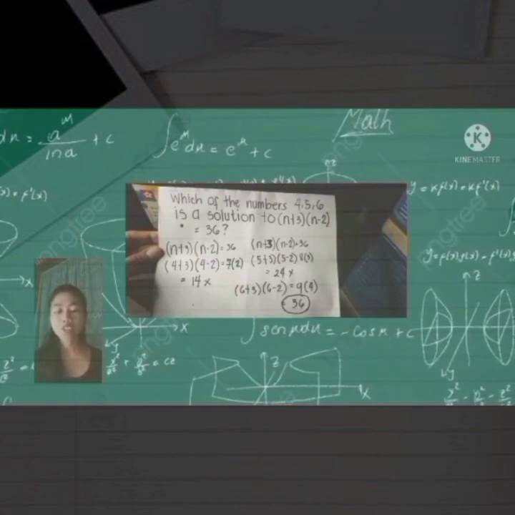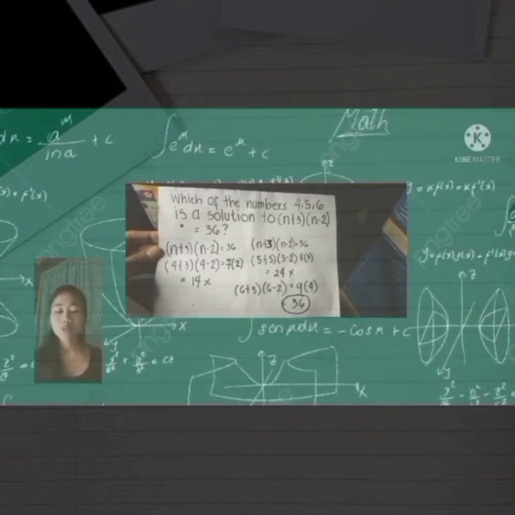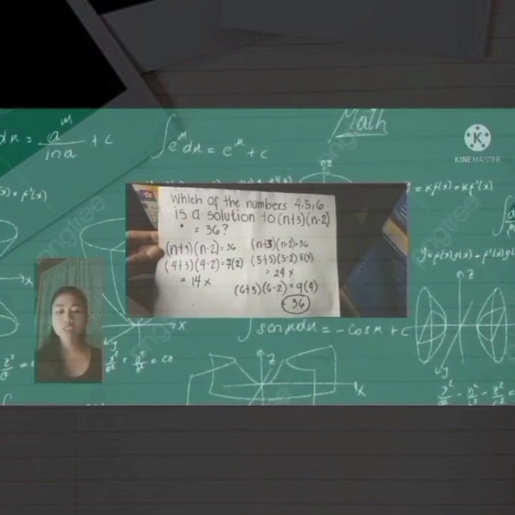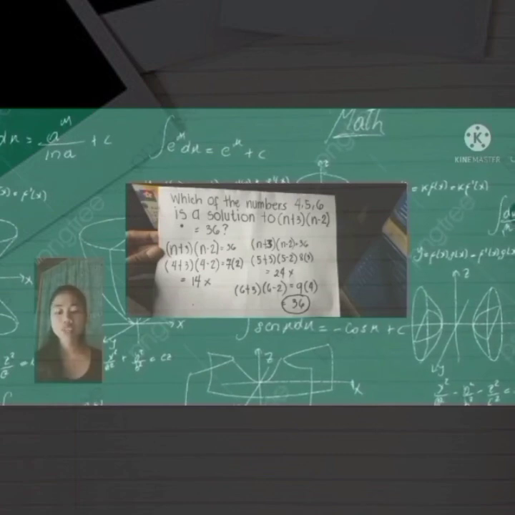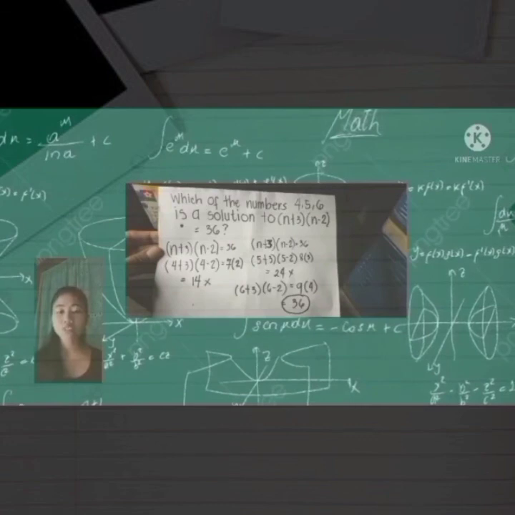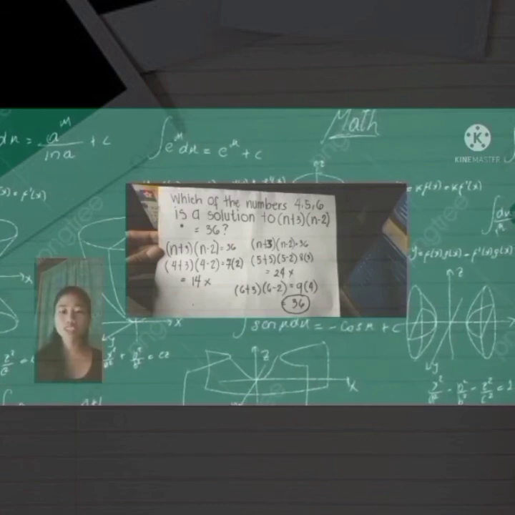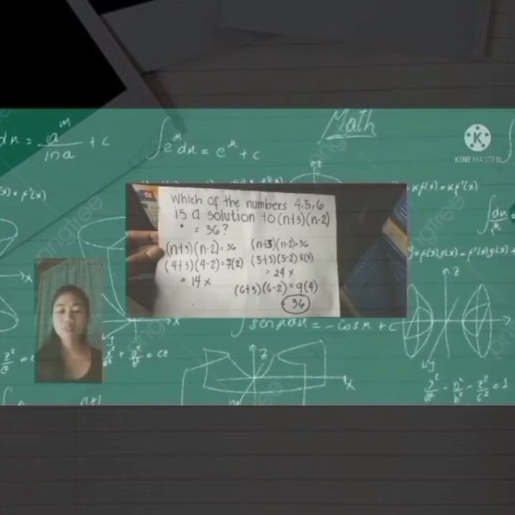So, let's use the number 5. 5 plus 3 times 5 minus 2 is equals to 8 times 3. Since 5 plus 3 is equal to 8, 5 minus 2 is equals to 3. So, 8 times 3 is equals to 24. So, hindi rin po.